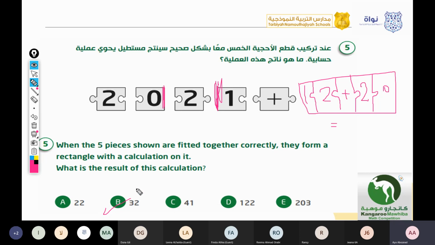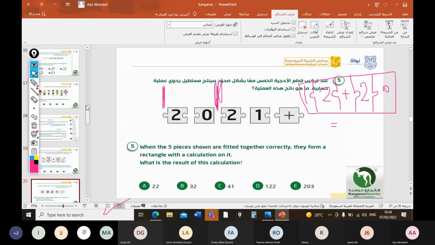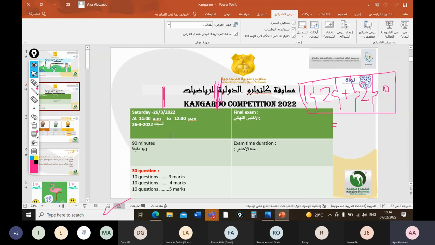Good job. Now, anyone has a question? Yes, teacher, I have a question. You can ask. Teacher, this question, will it be in the Kangaroo competition on 26 March? I told them yesterday about all the details for the competition, so I can't tell you again. Sorry, girls, just a second. I will tell her. This is all the details about the Kangaroo.